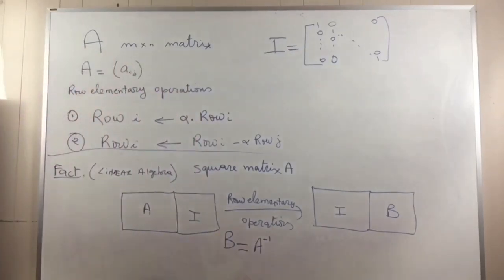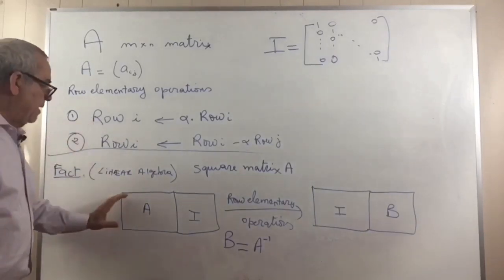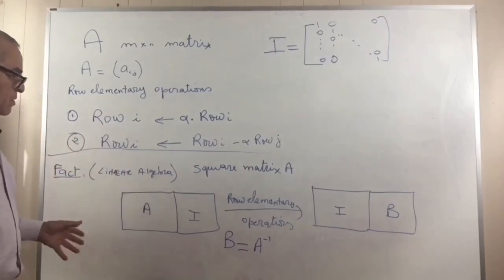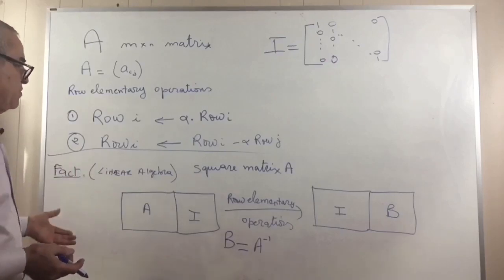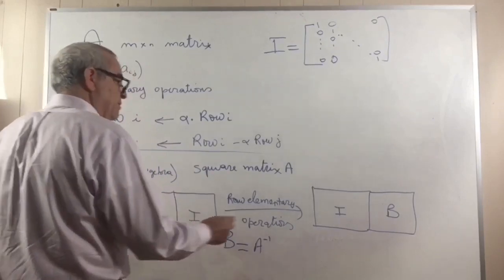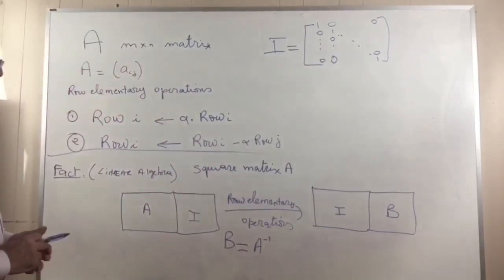That's a known fact in linear algebra, because every row operation is like multiplying by a non-singular matrix on this side. Same thing with this one. So overall, when you take all those multiplications of matrices, that gives you a matrix B such that BA will be equal to the identity, and therefore B is A inverse.